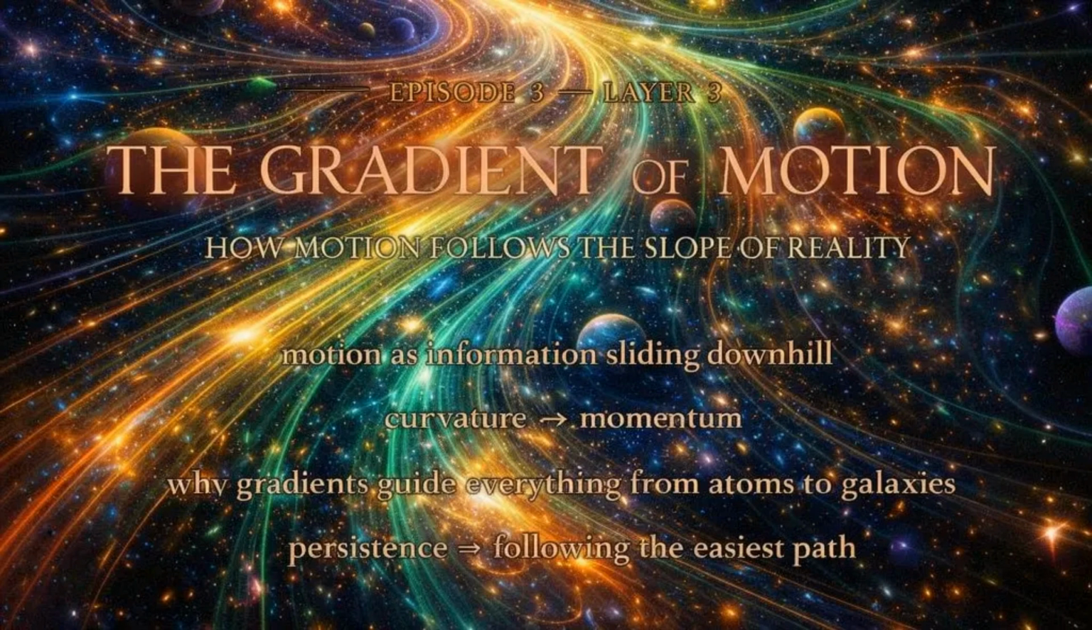Section 1. Motion emerges from gradients. To understand Layer 3, imagine the universe as a landscape that is constantly shifting, bending, and rearranging itself. In Layer 1, this landscape acquires its basic shape, regions that sag and curve depending on the energy stored within them. In Layer 2, the universe begins to remember those shapes, creating a running ledger of what passed through, what interacted, and what left a trace.